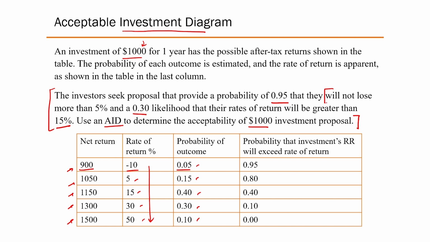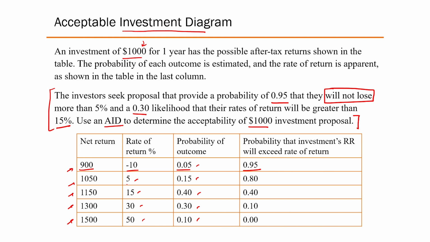Now pay attention here. Since we're talking not about making money, but more about not losing money, I have calculated the cumulative probability in a reverse manner, not simply adding from here to here, but going from top to down. To keep it simple, you could reverse it also and then plot your diagram accordingly. So if there's a 5% chance that your rate of return will be minus 10%, then there is a 95% chance that your rate of return will be greater than minus 10%. Right? That statement makes sense?